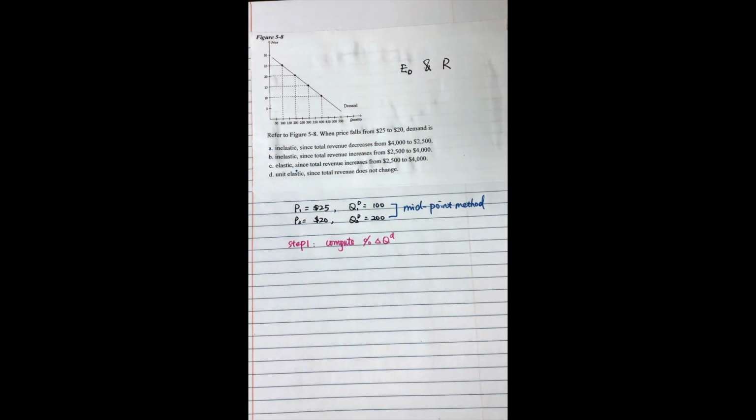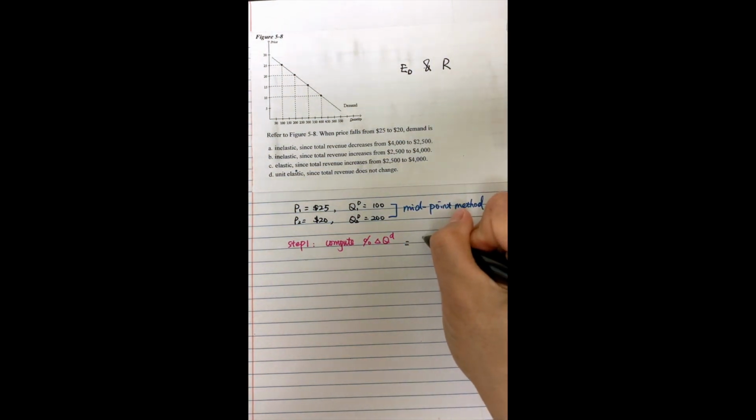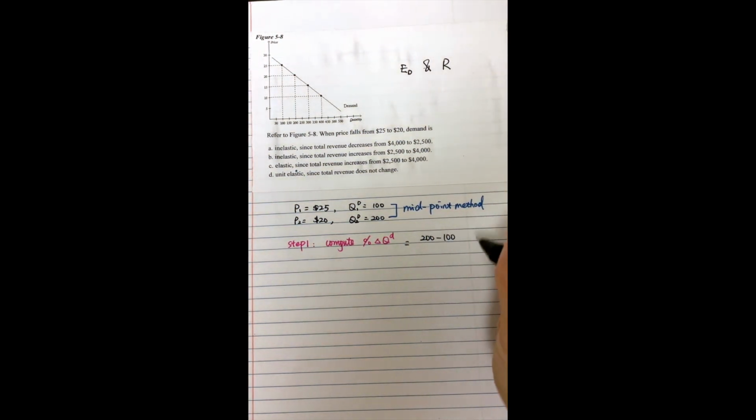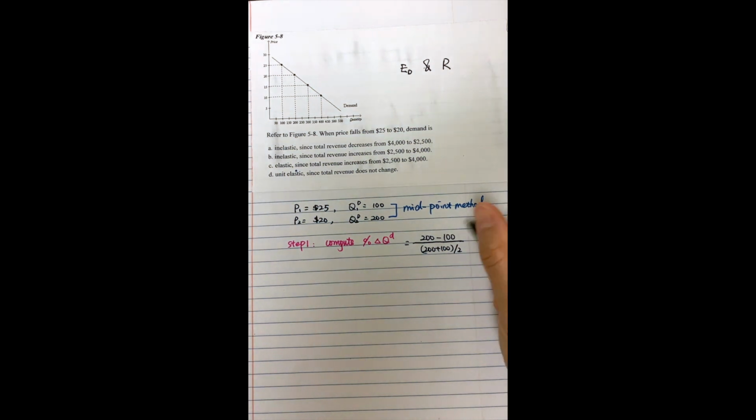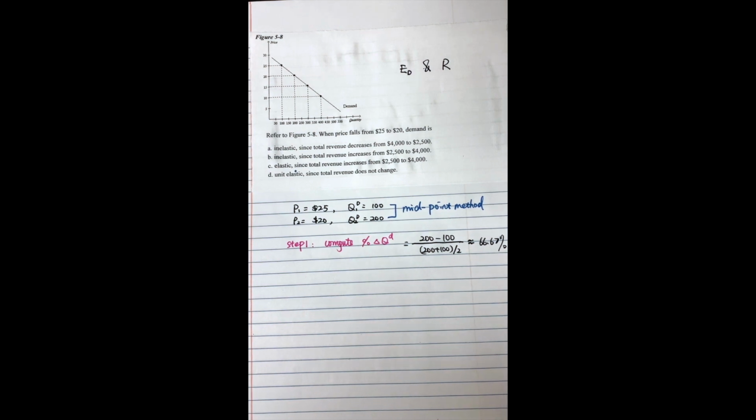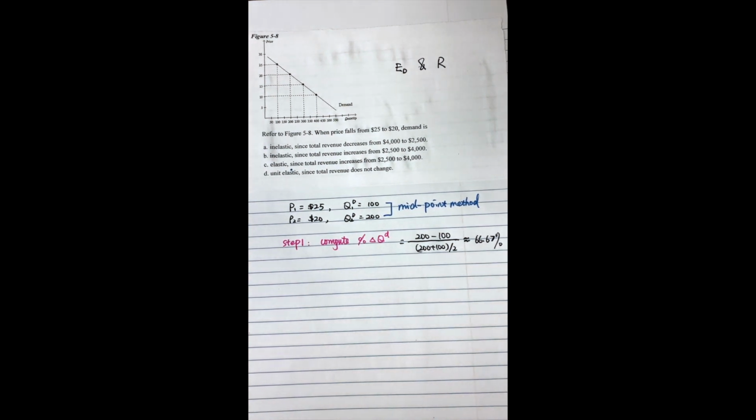This percentage change in quantity demanded will equal 200 minus 100, which is the difference in the quantity demanded, divided by the average of the quantity demanded, 200 plus 100, divided by 2. If you use a calculator, this will give us nearly 66.67%.